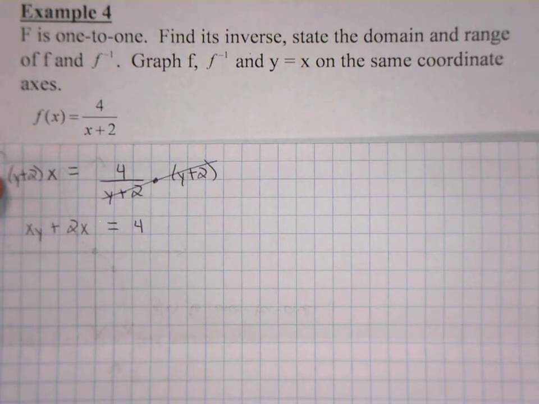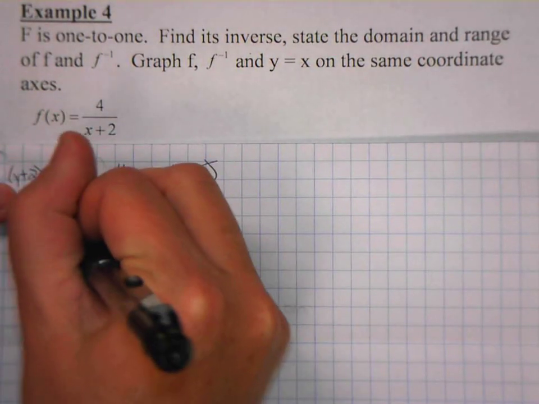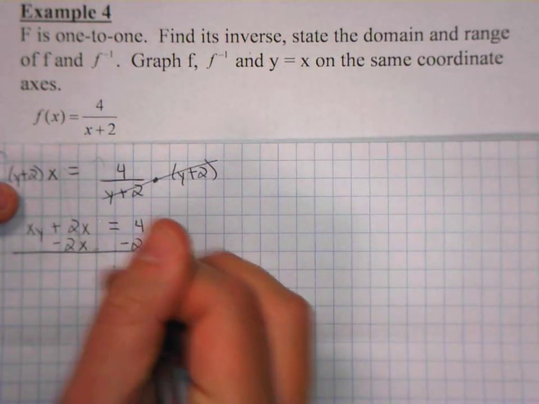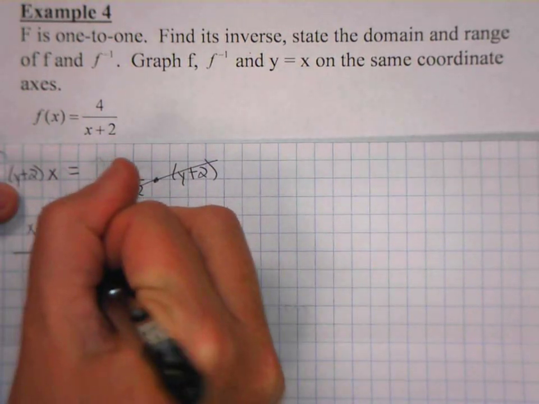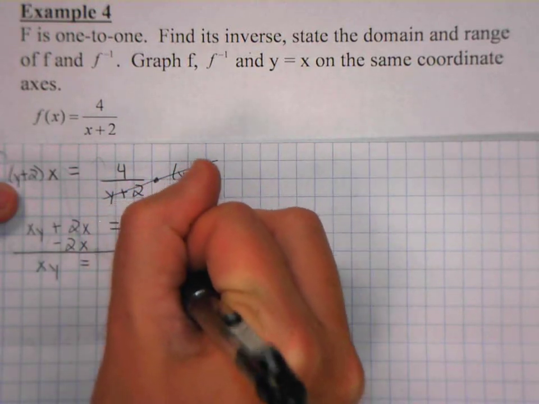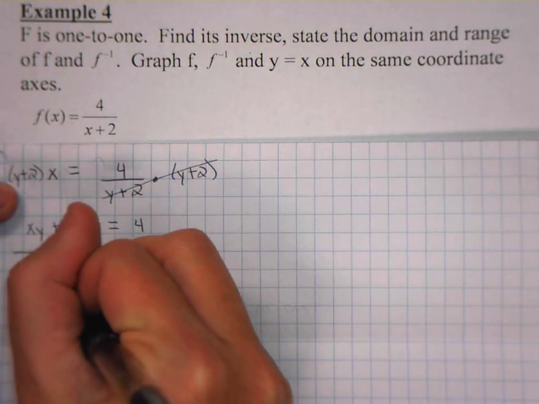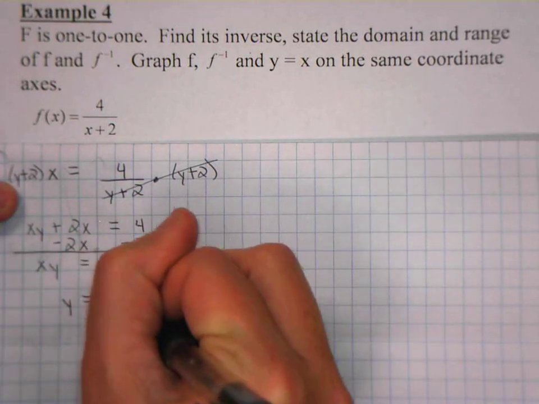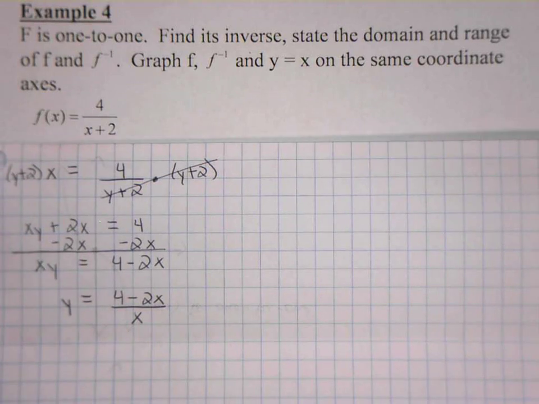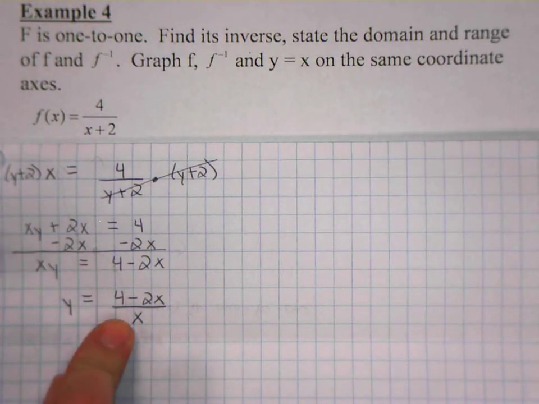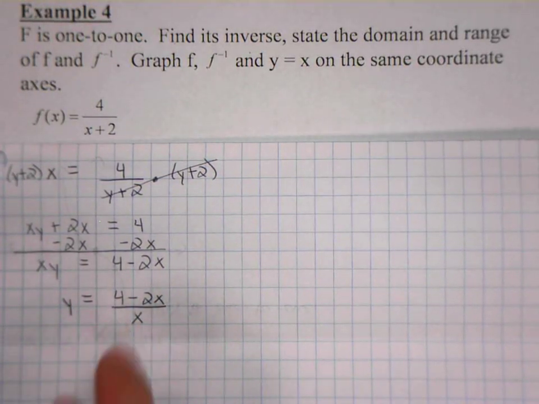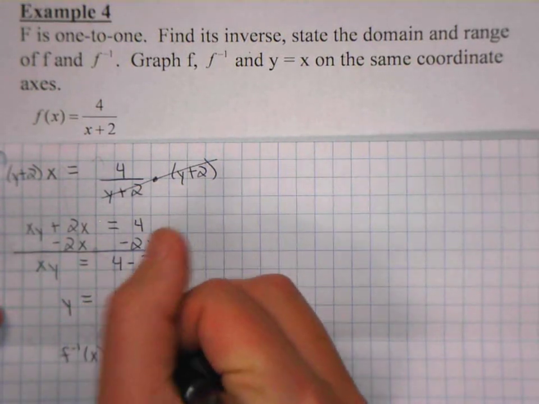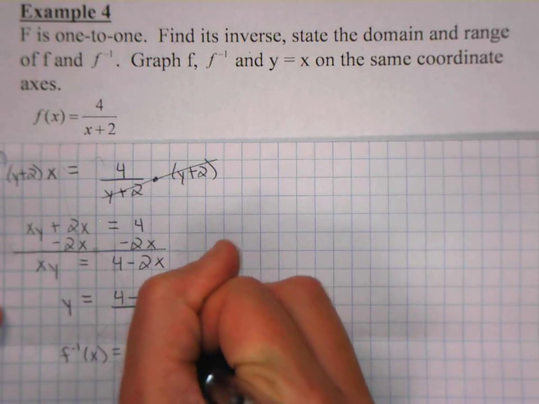I would subtract 2x from both sides. xy equals 4 minus 2x, and then divide both sides by x. So y equals (4 minus 2x) over x. And you can leave it like that, or if you'd like, you can write it as 4 over x minus 2x over x and do some simplifying. But I feel like most of you would prefer to stop as soon as possible, and this would be the spot. All right, so I found the inverse.